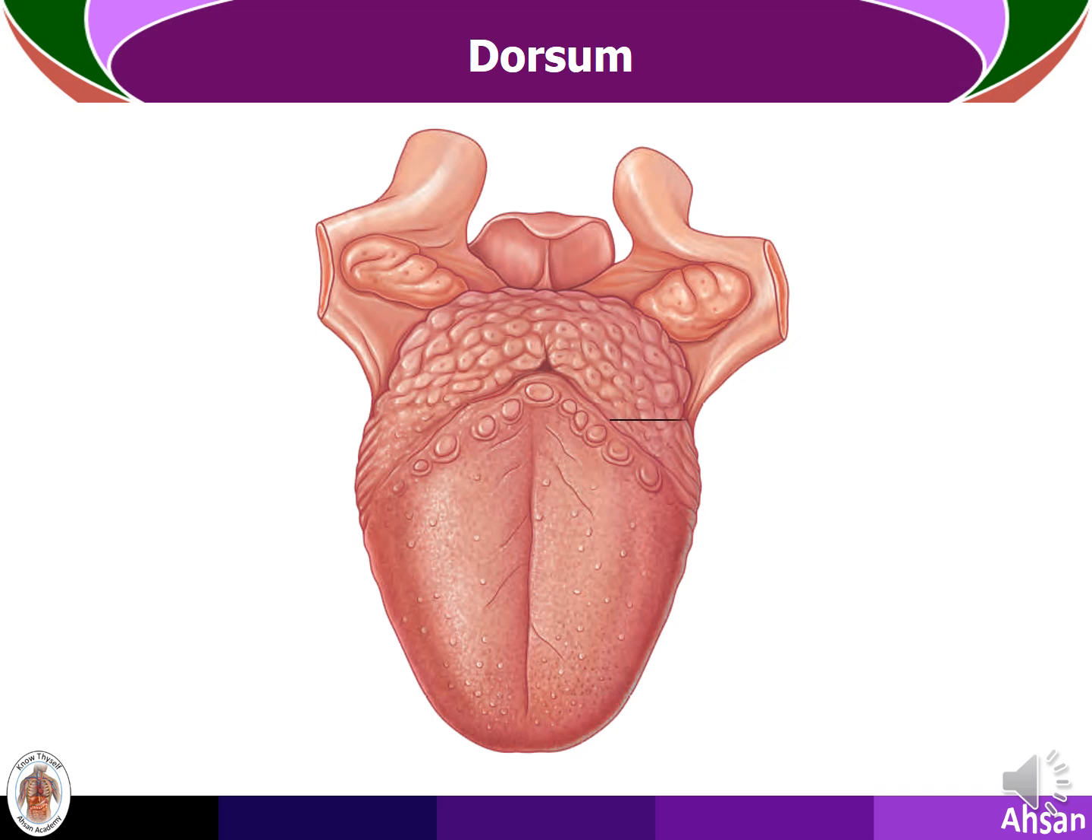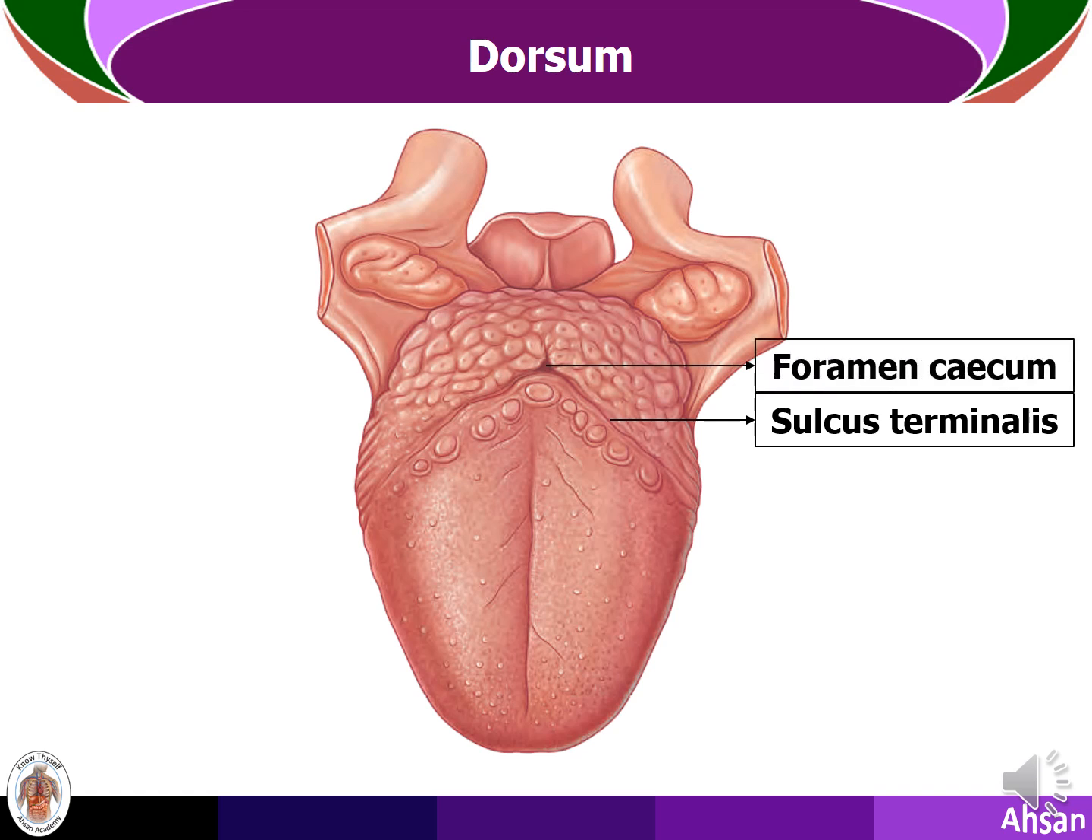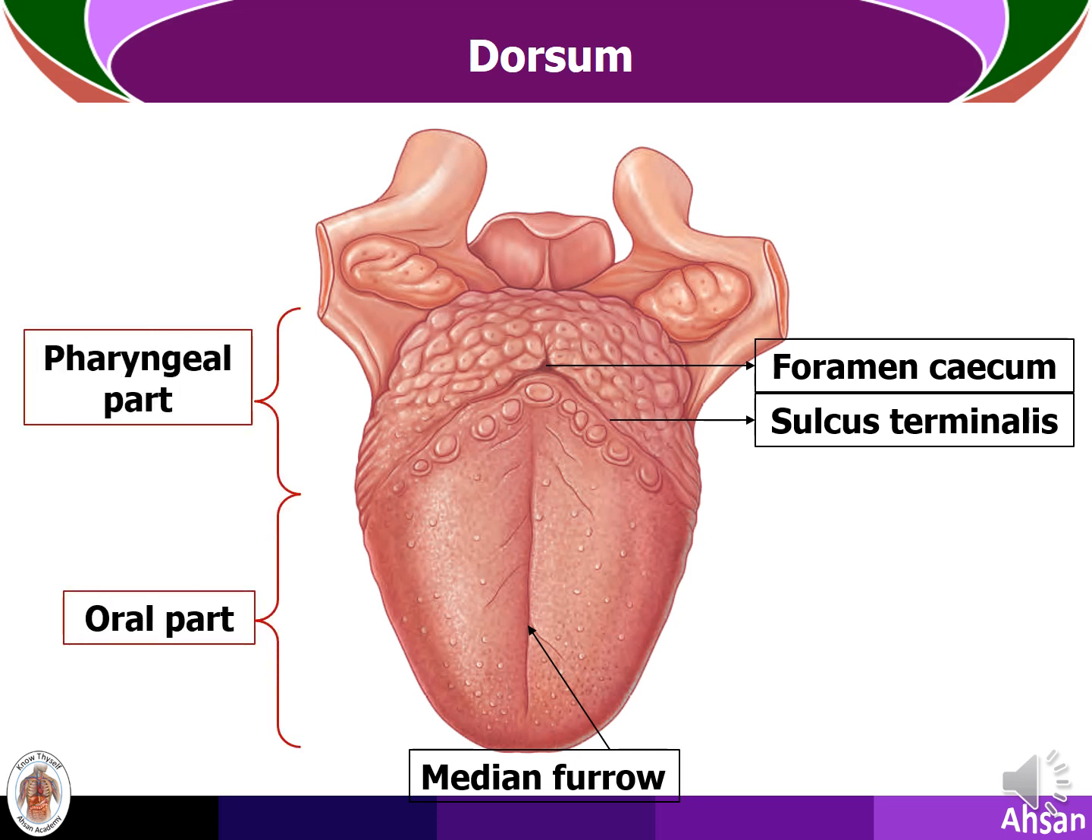This is the dorsum of the tongue showing some features. This is the V-shaped sulcus, sulcus terminalis, uniting posteriorly at a point where there is a small depression called foramen cecum. This is the median furrow present in the anterior two-thirds of the tongue in the midline. This is indicating the posterior one-third, which is called the pharyngeal part, and the anterior two-thirds is the oral part.